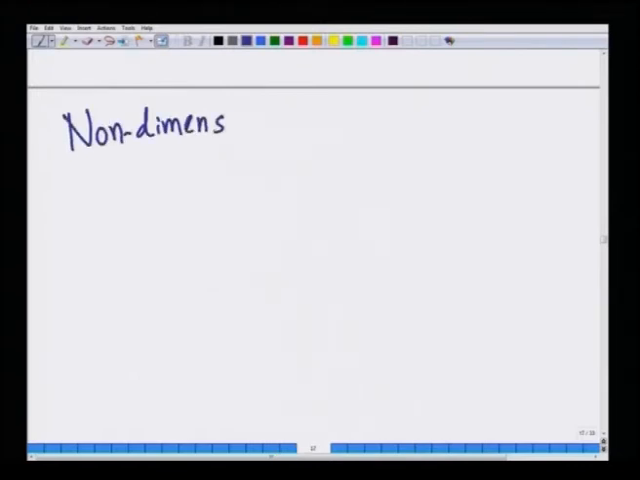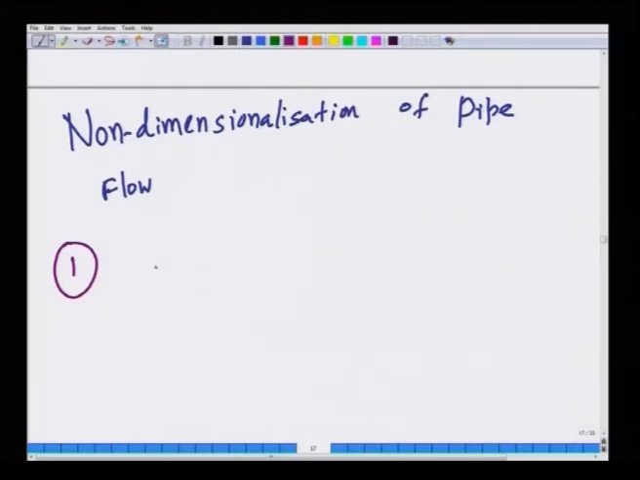Non-dimensionalization of the pipe flow problem. How do we do that? First, what are the variables? You are interested in the pressure drop across the length of the pipe L, the average velocity with which the fluid is flowing, the diameter, then the density of the fluid, the viscosity of the fluid. Finally, the pipe walls will have some roughness and the root mean squared.